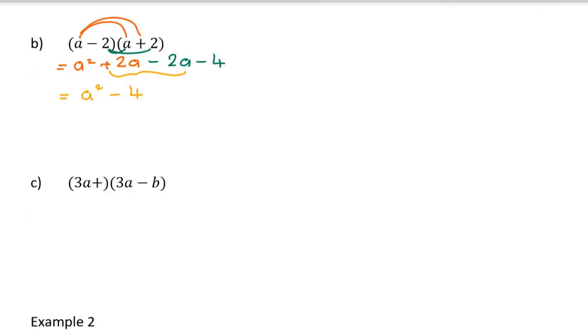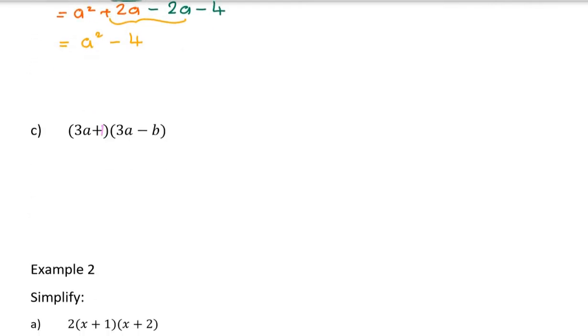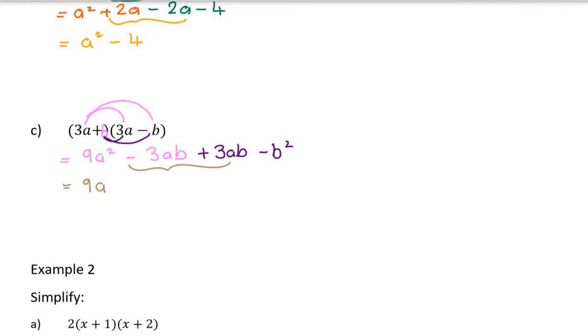Last one. Oh, I forgot my b there, my apologies. So it's 3a times 3a, which is 9a squared. 3a times minus b is minus 3ab. And then plus 3ab, if my b was written in. And then minus b squared. And so once again, my middle terms cancel. So I land up with these cancelling and 9a squared minus b squared.